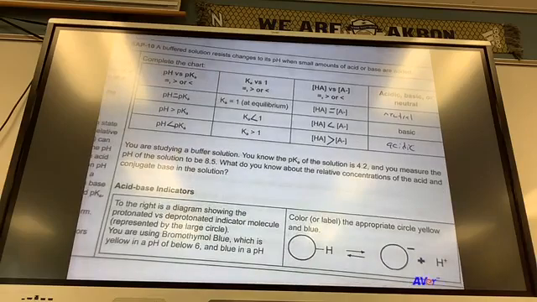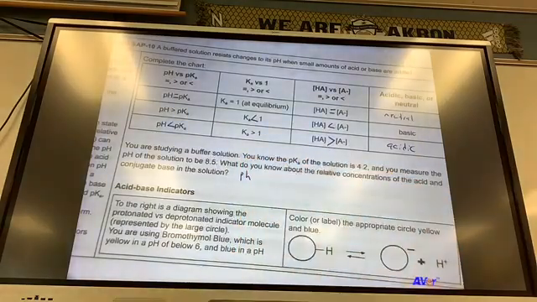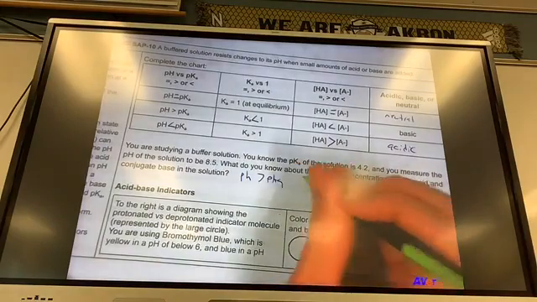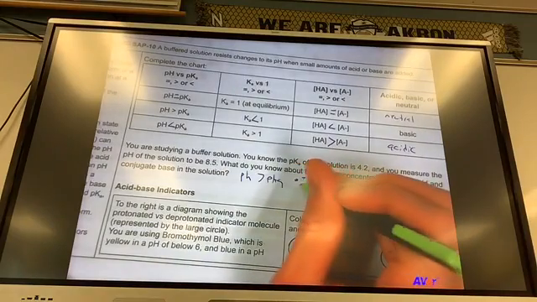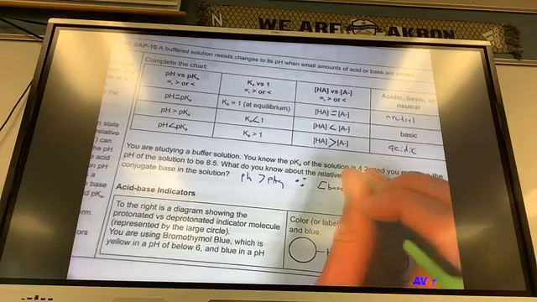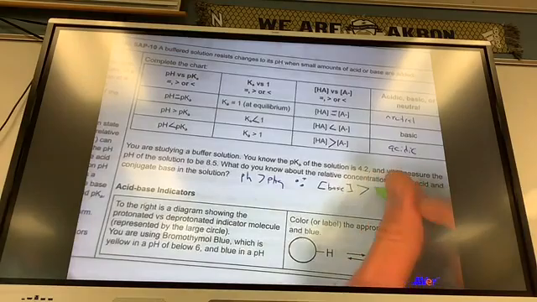I think HA is less than. Well, we know that my pH is what compared to my pKa? Greater than my pKa. Therefore, more of the salt than that. We know the concentration of the base is going to be what compared to the acid? Greater than the concentration of the acid.